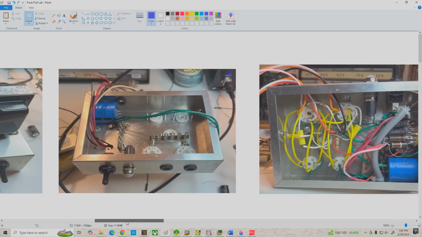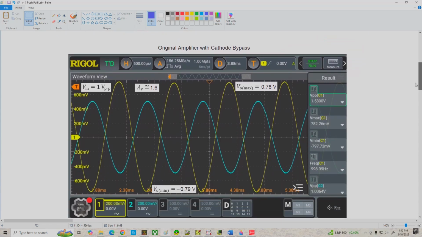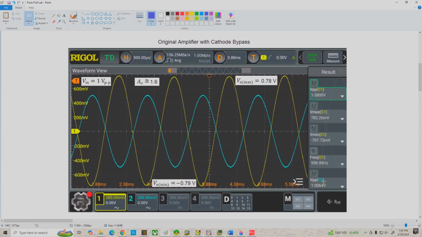Okay, let's go look at some waveforms from this circuit. And we'll start out here with 1 volt peak to peak coming in at 1 kilohertz, and we get a V out of about 1.6 volts peak to peak. So our gain is 1.6, and our max V out is 0.78 volts, minimum negative 0.79. So we've got pretty good symmetry here, very little distortion.